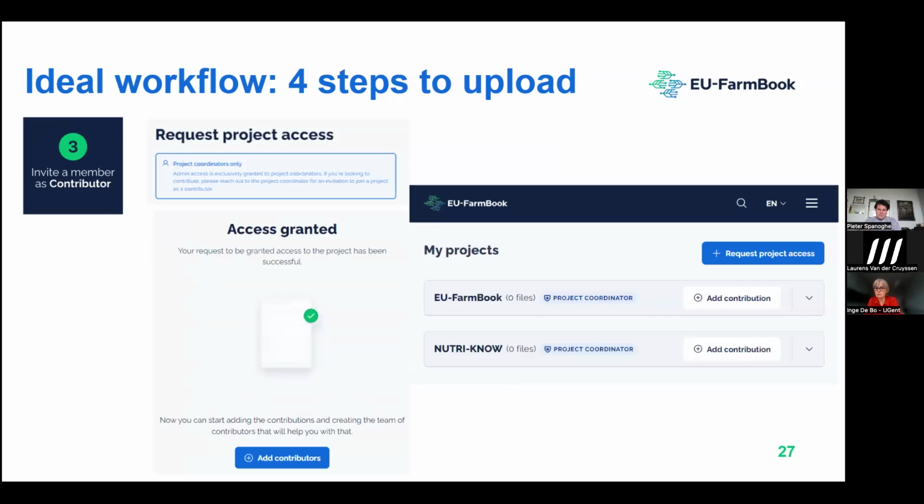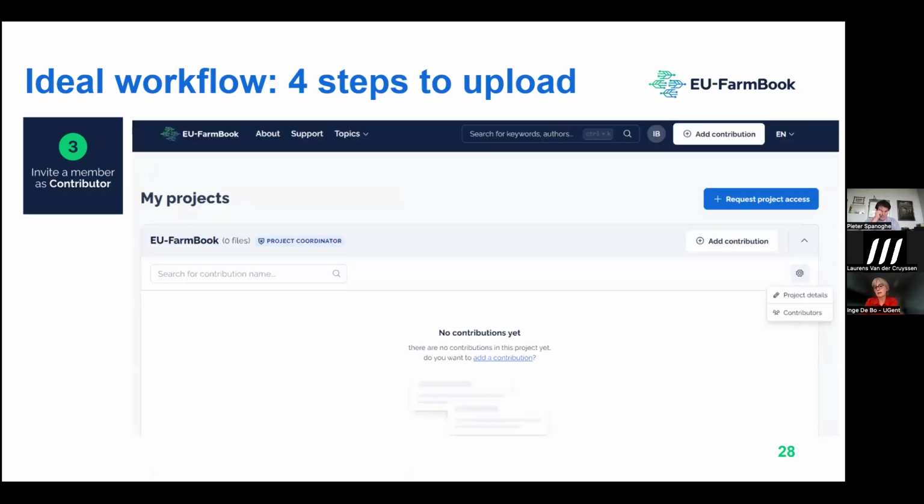Here I have my dashboard, you can say. For two projects, EU-FarmBook and Nutrino, I'm the supposed project coordinator. For FarmBook, yes, I'm the scientific coordinator. For Nutrino, no, but that's not that important. We can change these roles, but just to show you, I can now add contributions for both projects. If you say I want to invite my collaborators, my colleagues to contribute, then you go to the right side to the settings, and there you have contributors.